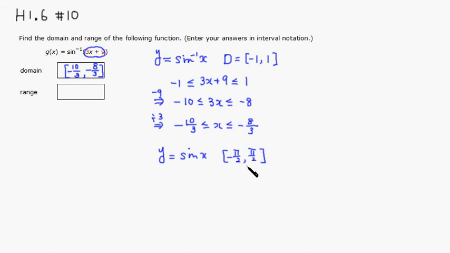original function. So the domain of the original function is negative pi over 2 to positive pi over 2 with the square brackets. Again, it's inclusive. We're including negative pi over 2 and also positive pi over 2. That's it. I hope this was clear.